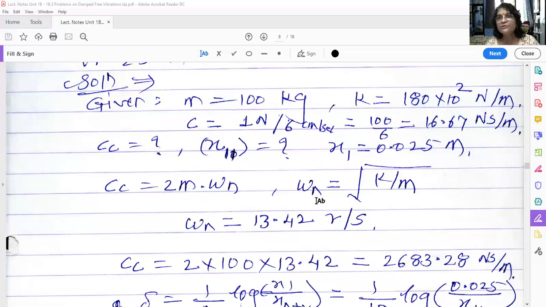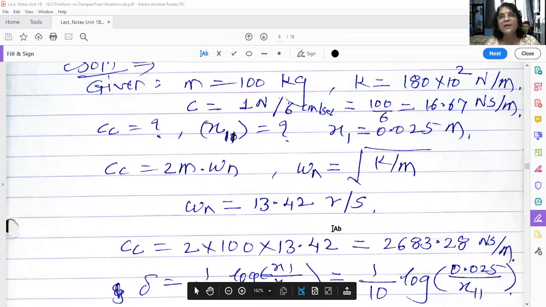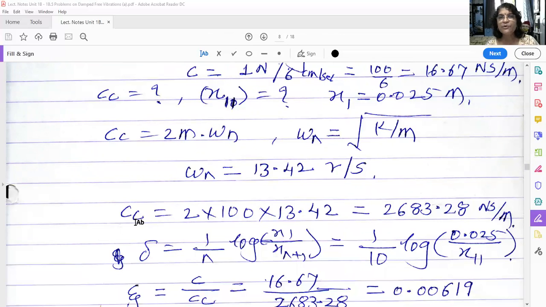Okay. See, what is the formula for omega n? Square root of K upon M. K is given, M is given. Find out omega n, that is 13.42 radian per second. Okay. Then you find out Cc, critical damping coefficient. You know this is 2m into omega n. So m is given 100 kg, omega n just we calculated. So Cc is equal to 2683.28 Newton second per meter.